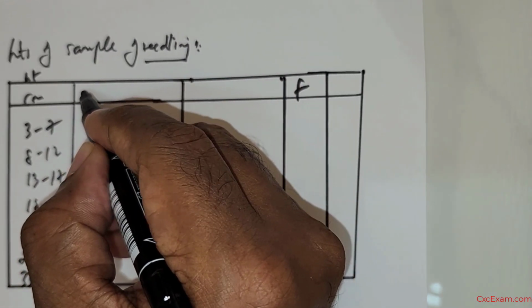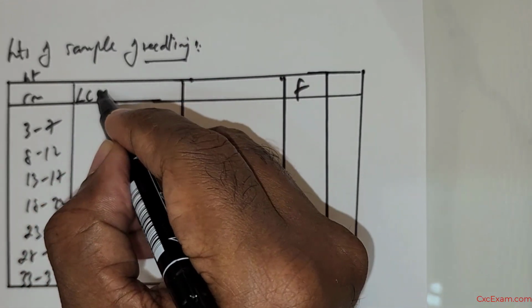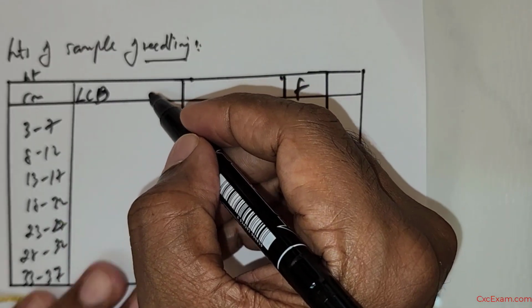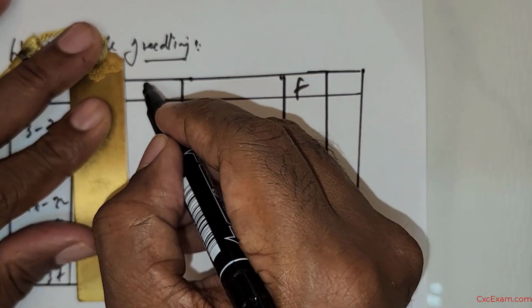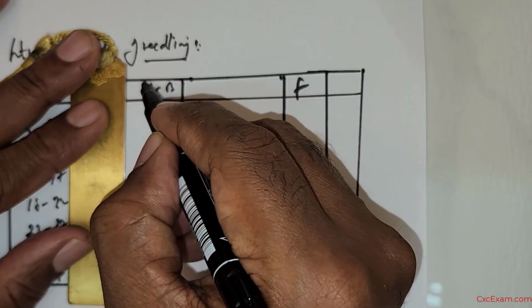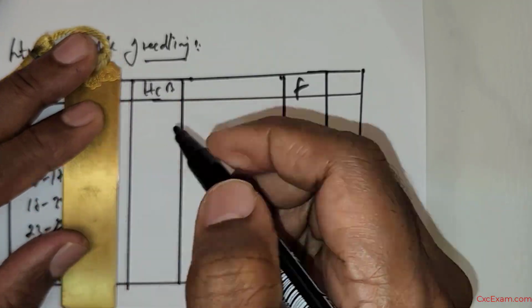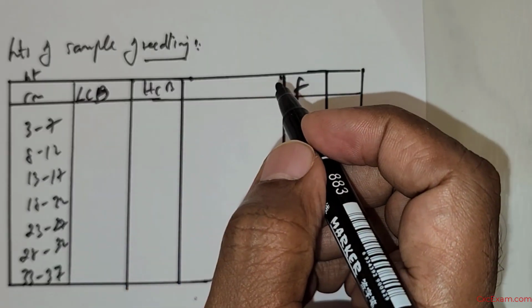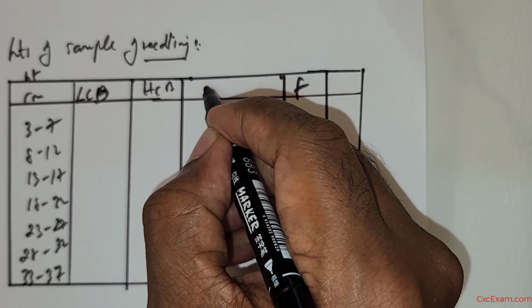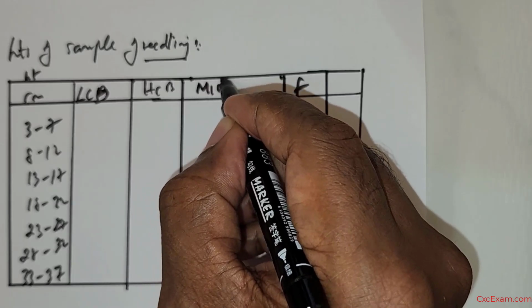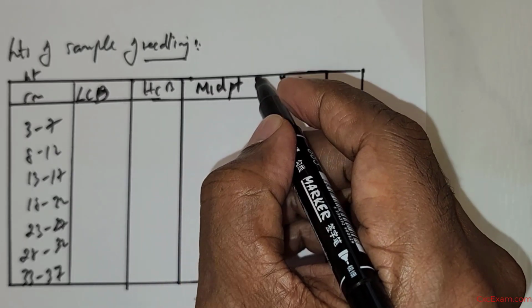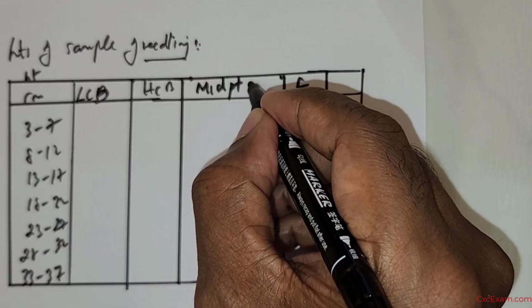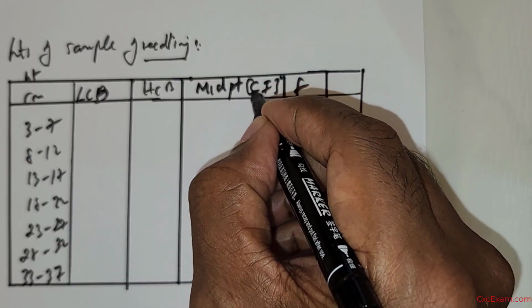So what is this? This is called LCB, lower class boundary, and HCB is higher class boundary, because it's a class interval. Now this is the midpoint of the class interval, midpoint for the class interval CI.